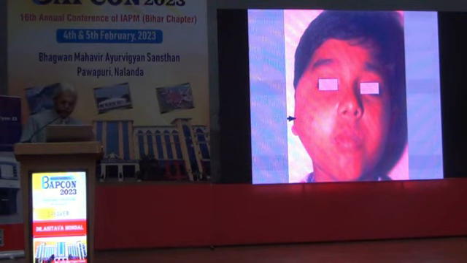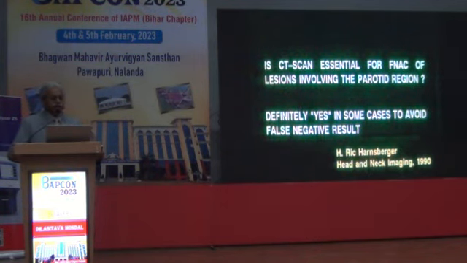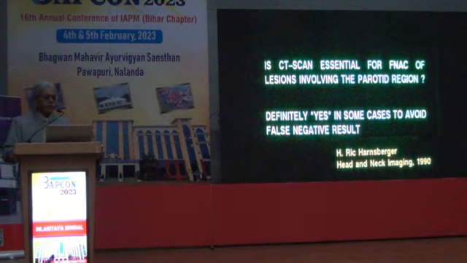But we found a mass, and still in the parotid, what are the cells? Normal parotid gland. These are the normal parotid gland cells, the tumor is not here. But where is the tumor? Now, is CT scan essential for FNAC of lesions of the parotid region? Definitely yes, in some cases, to avoid a false negative result.